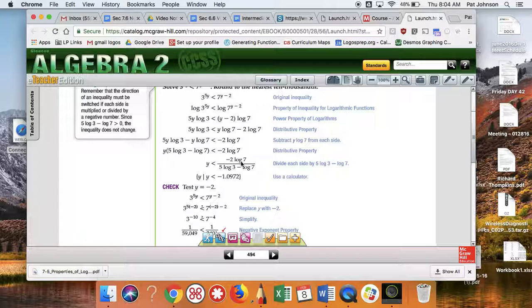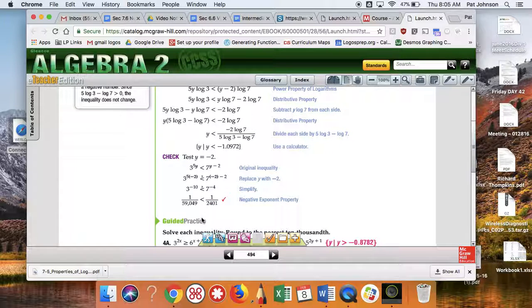So you put this in your calculator. Because they're common logs, they're real easy to type in, but you've got to make sure you follow the order. You find this amount, you divide by parentheses, this times this minus this, close parentheses. You put it in your calculator, and you get y less than negative 1.0972. So let's check negative 2, and we get a true statement. So that is our solution.